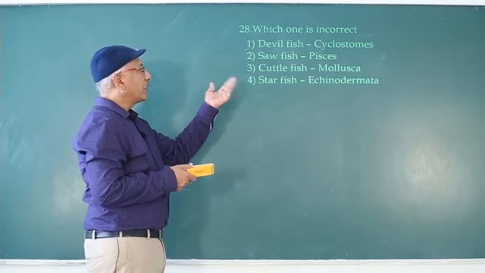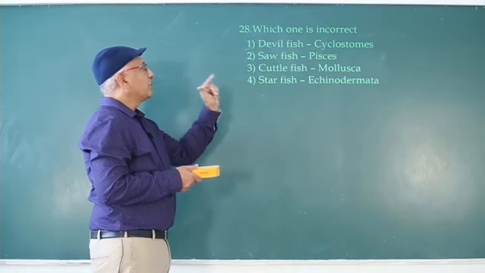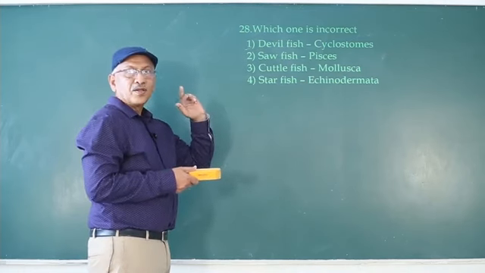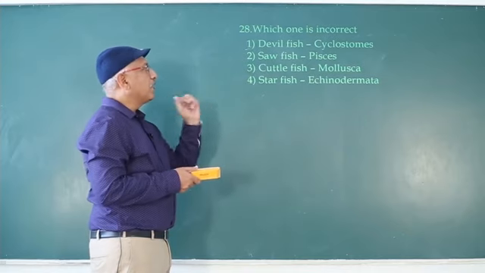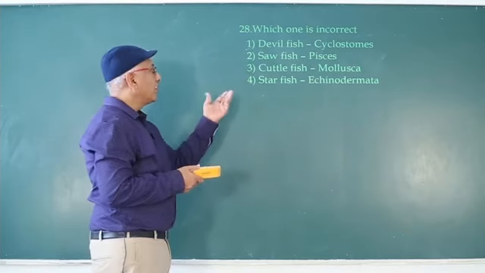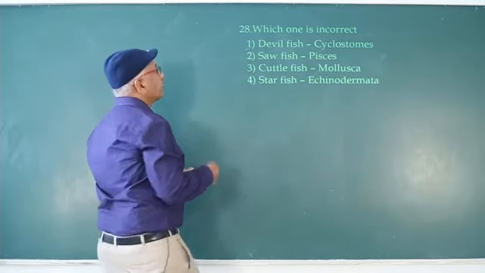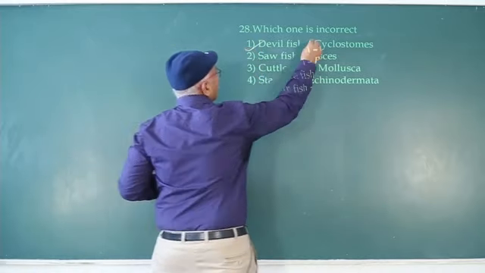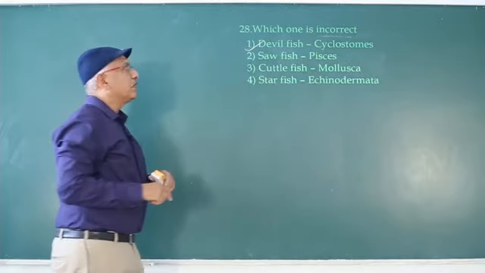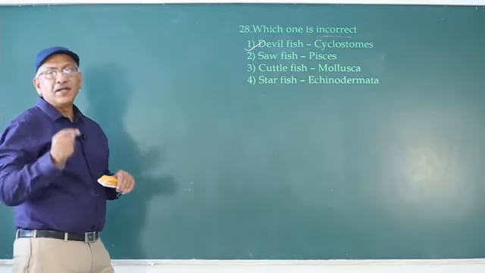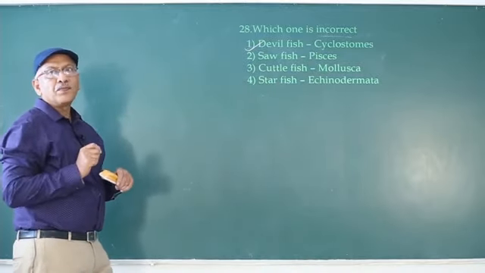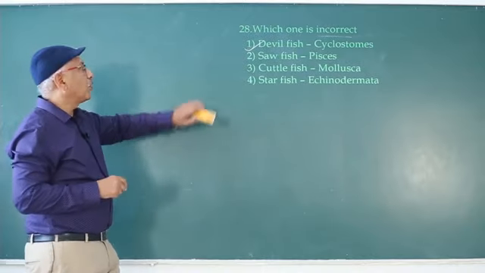Nautilus, cuttlefish, Sepia, cuttlefish belong to mollusca. Starfish, echinodermata, correct, Asterias. So here the incorrect statement is: Devilfish, cyclostomata, wrong. Devilfish is a molluscan. Class is Cephalopoda.